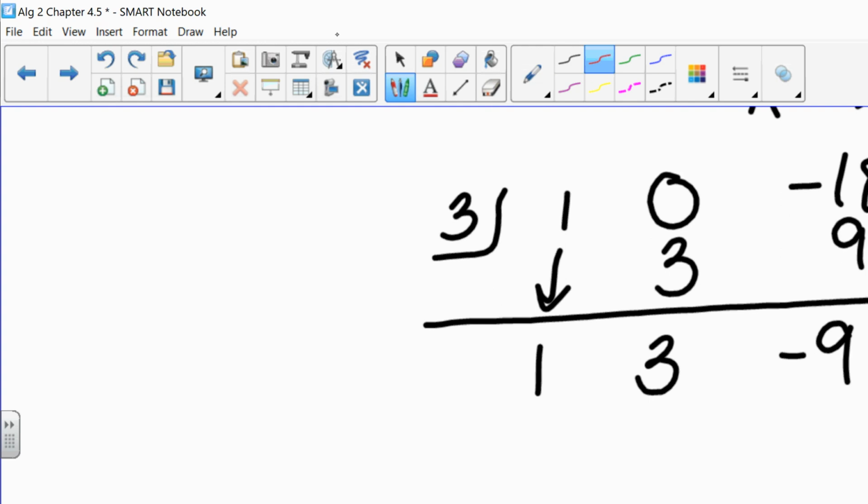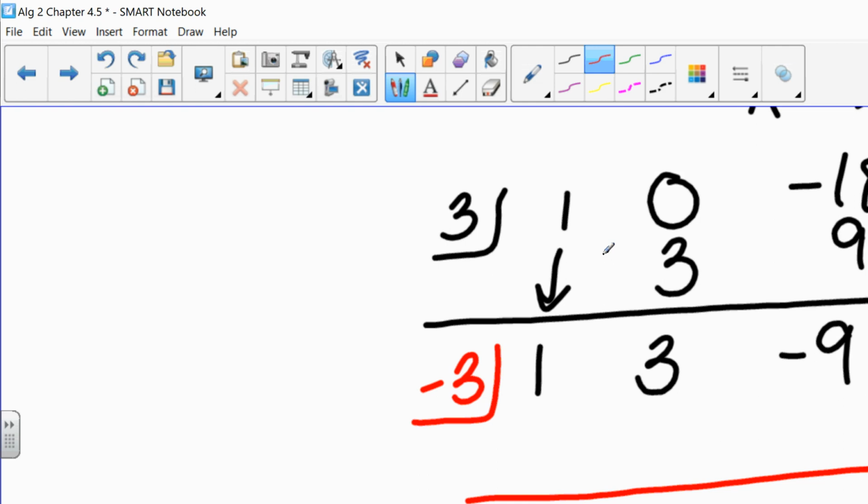Now at this point here, we can plug in and do this again with negative 3. We can bring down the 1. Negative 3 times 1 is negative 3. 3 plus negative 3 is? 0. Negative 3 times 0 is? 0. Negative 9 plus 0 is? Negative 9. And negative 3 times negative 9 is? 27. And negative 27 plus 27 is? 0.